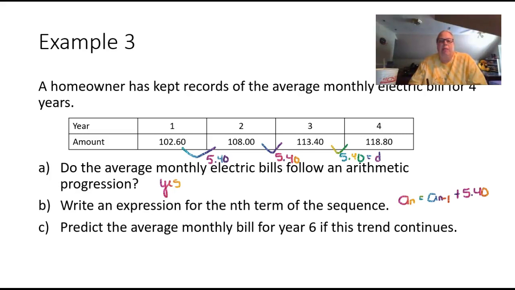Part C, predict the average monthly bill for year 6 if this trend continues. So here we have number 4. So the 5th term in the sequence can be defined to be the 4th term in the sequence plus 5.4. In this case, that'll be 118.8 plus 5.4, and that's going to give us 124.20.